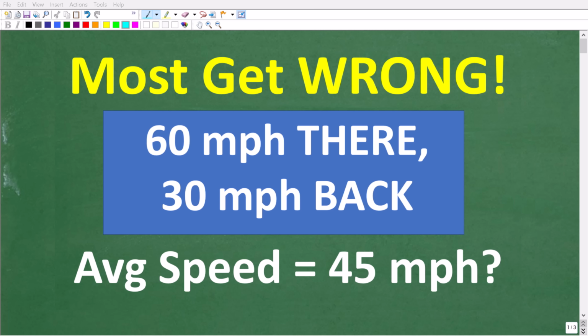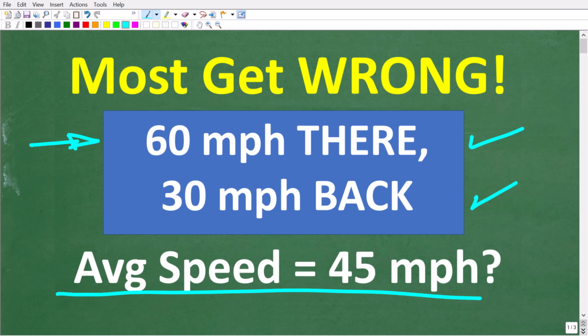Here's a math problem that looks extremely easy, but a lot of people are going to get it wrong. All right, so the problem is the following. You're going to drive to a location at 60 miles per hour, and then you're going to turn around and drive back at 30 miles per hour. So we're covering the same distance. The question is, what is the average speed for this entire trip?